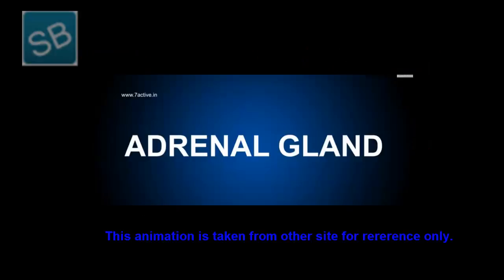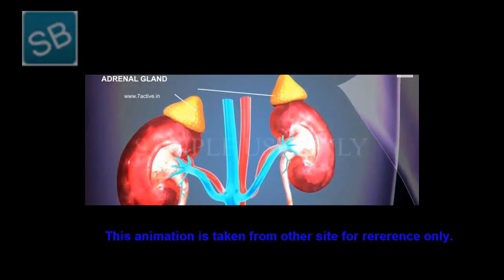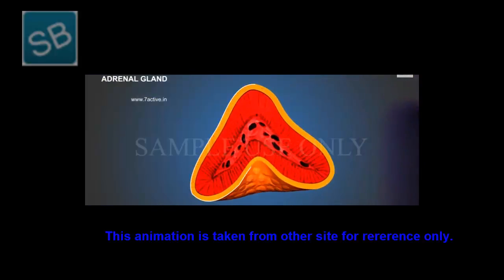Okay, now we will start with the study of one of the most important endocrine glands, that is the adrenal gland. The adrenal glands occur as a pair of yellowish, flat, pyramid-like glands which lie over the upper end of the kidney. They look like a cap on the kidney. Each gland has an outer yellow adrenal cortex and an inner reddish-brown adrenal medulla.